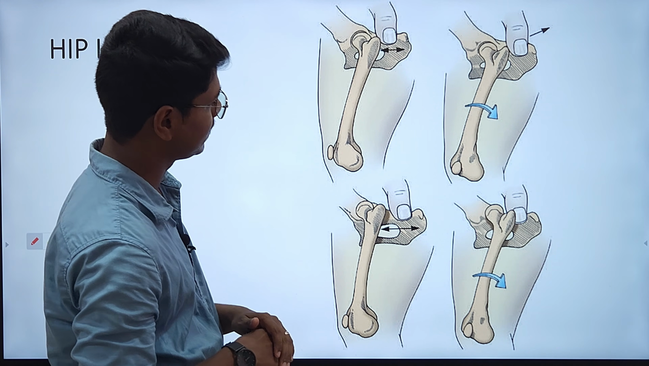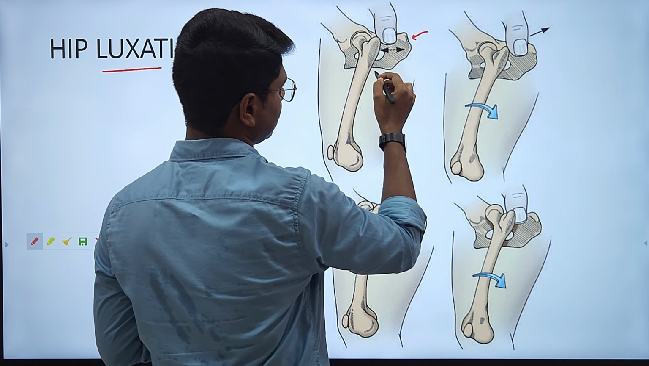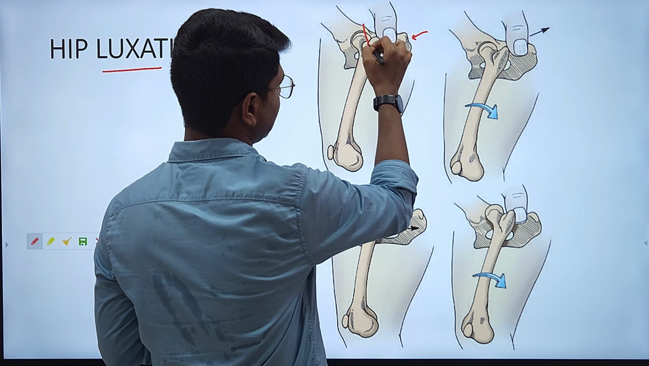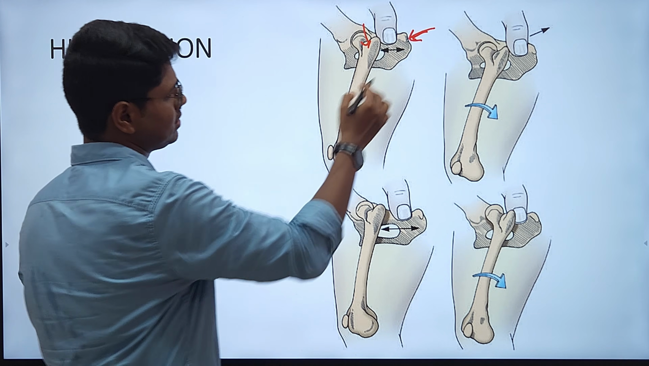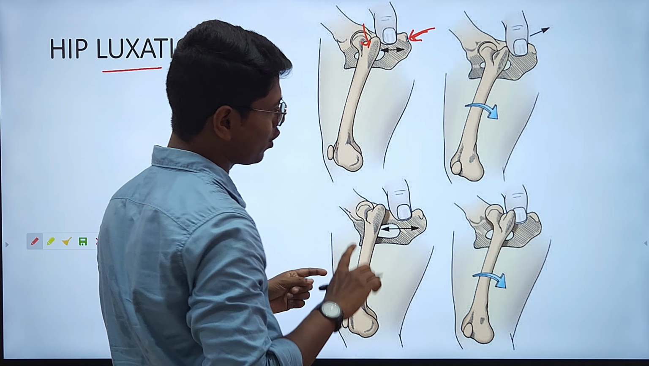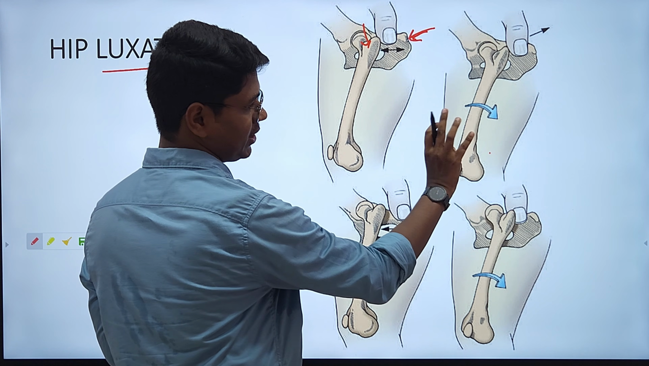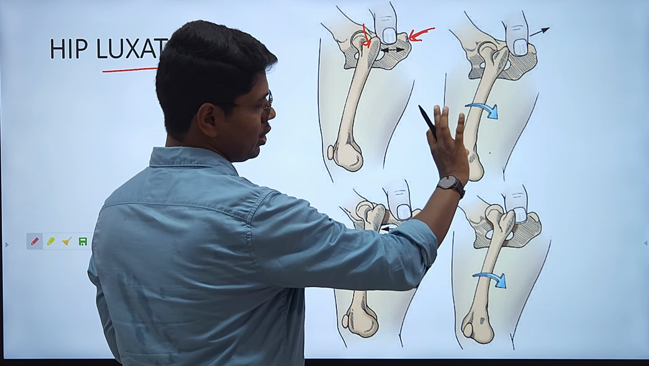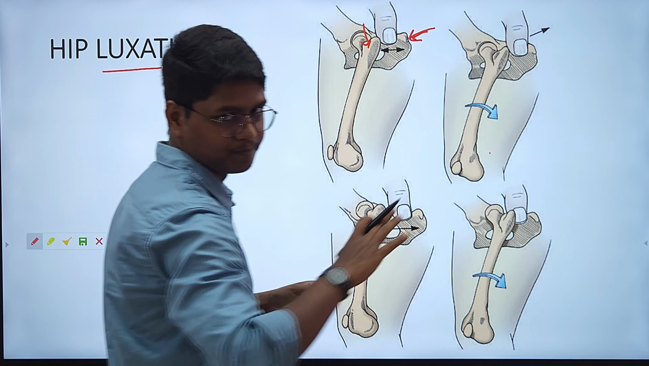The next test is for hip luxation. What do you have to do for hip luxation? You have to place your finger in the space between the greater trochanter and the ischial tuberosity. So between these two, you place your finger. Then you do the external rotation like this. This is internal rotation, and this is external rotation. When you do the external rotation, if it is normal, your finger will be pushed away.